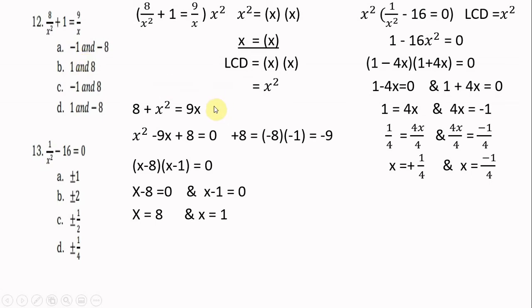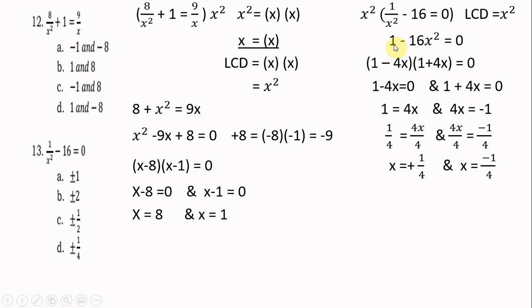Okay. For number 13, 1 over x squared minus 16. Still, we'll find out the LCD. So the LCD is x squared. Let's multiply each of the terms of the rational equation by the LCD. x squared divided by x squared, that's 1 times 1, that's 1. x squared divided by 1, that's x squared, times 16, that's negative 16x squared, is equal to 0.